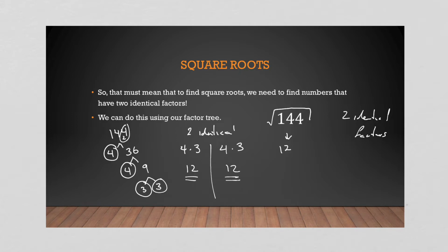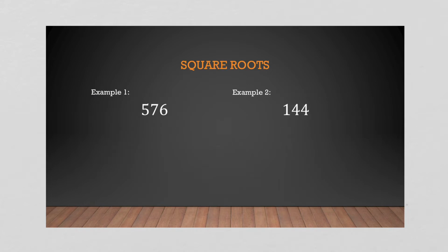So if you have two identical factors, the square root is one of them. They combine their powers and they come out together. So you say the square root of 144 is 12 because 12 is an identical factor. That is what makes something a square root. So let's look at these ones.